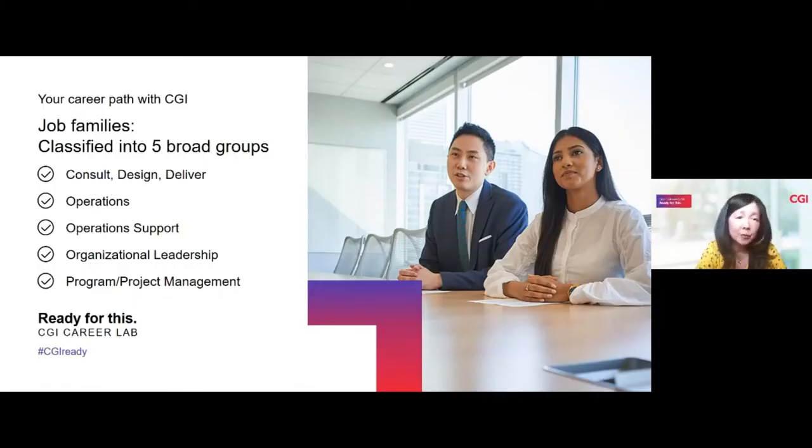And then we have operations, which has 8 families associated with it. Examples could be infrastructure and ops control. Then operation support, which has 10 job families, from admin to facilities and vendor management. Then organizational leadership, where most of our leadership roles sit. And then finally, programs and project management. So that's generally how our paths start.